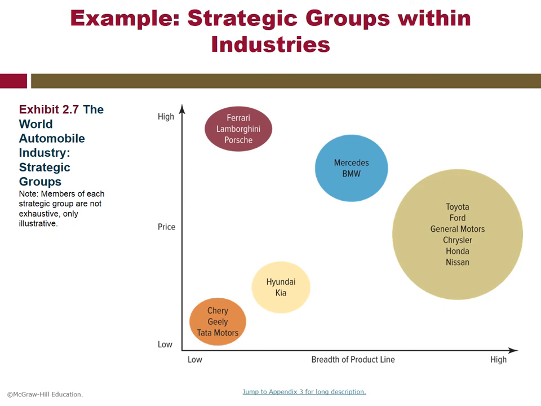And the last one, we have the final group at the far right corner. It consists of firms with a broad range of products and multiple price points. You have Toyota, Ford, General Motors, Chrysler, Honda, and Nissan. So they sell high-end cars, and they could also sell low-price cars, and they have a multiple range of products, so they have the capacity to compete in the lower end and higher end of the market.